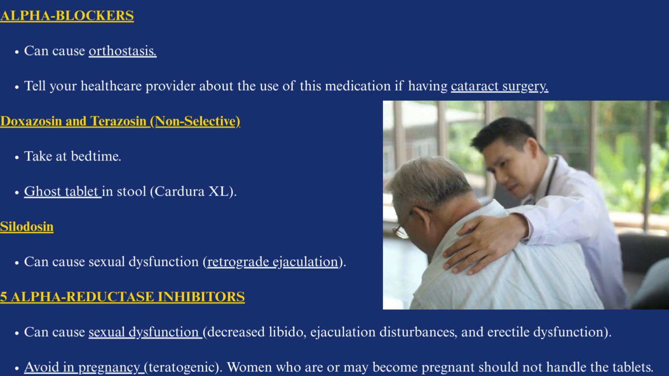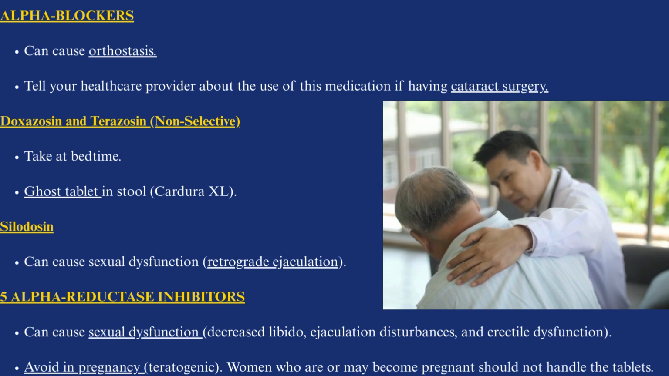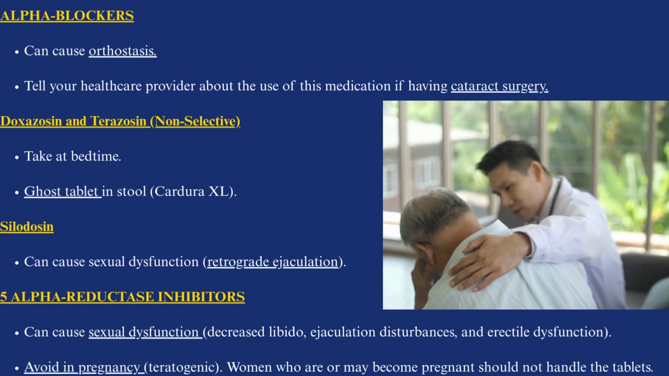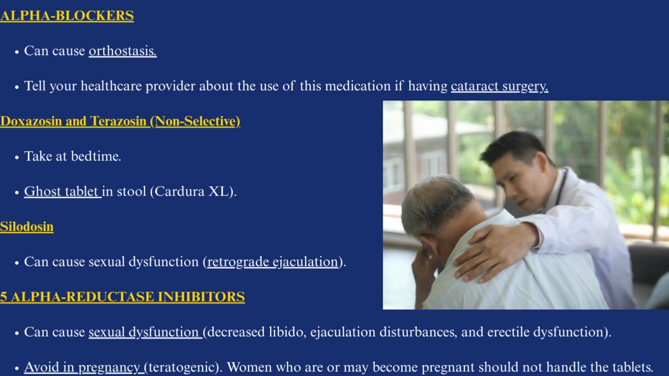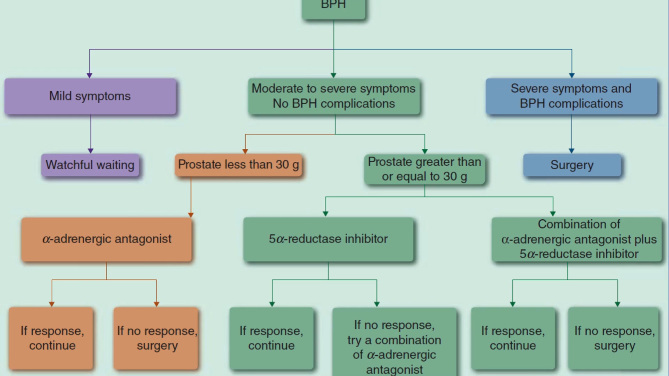And the counseling points for 5-alpha reductase inhibitors are, okay, they can cause sexual dysfunction, decreased libido, ejaculation disturbances, and erectile dysfunction. So avoid in pregnancy because of teratogenic effects. And women who are or may become pregnant should not handle these tablets.